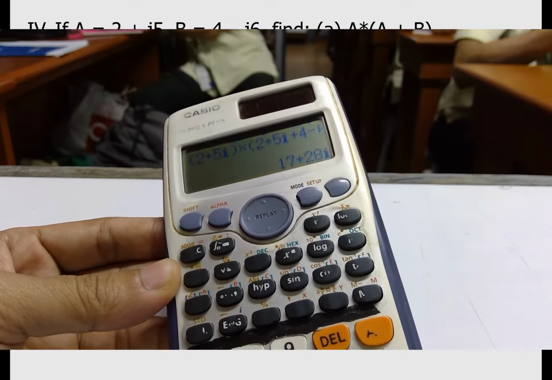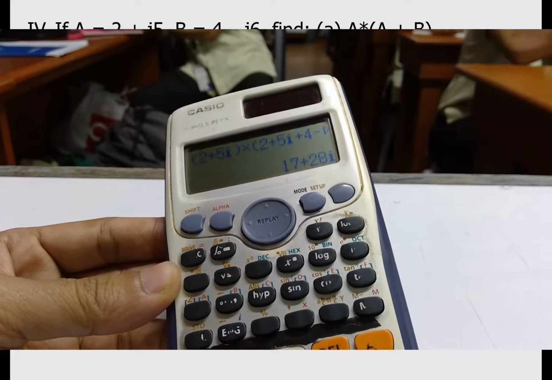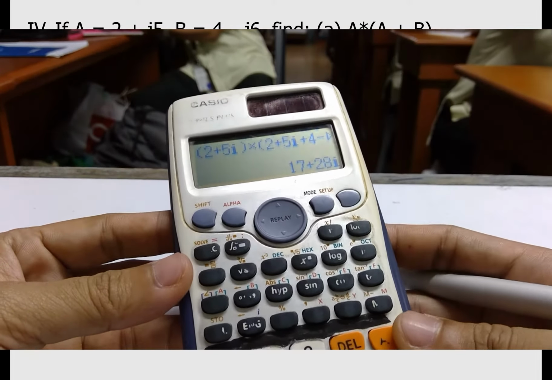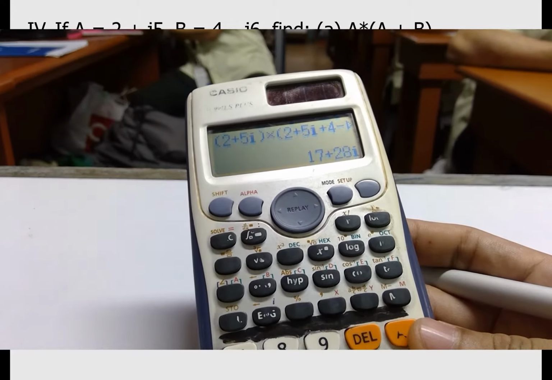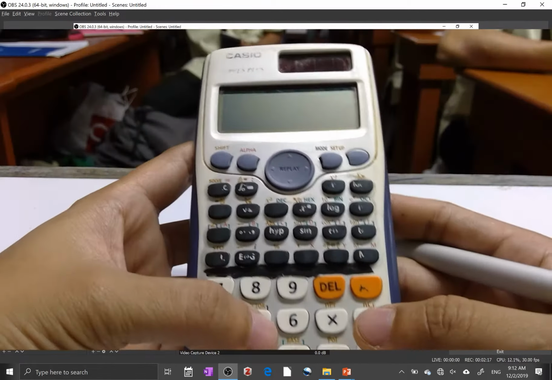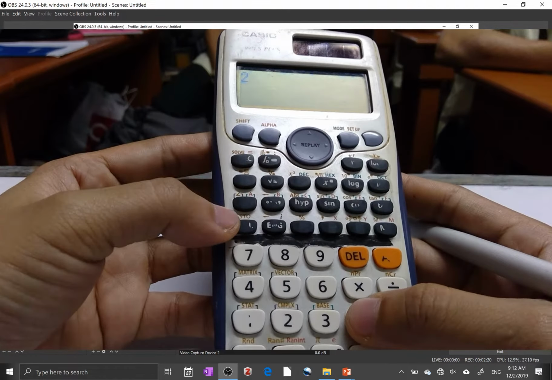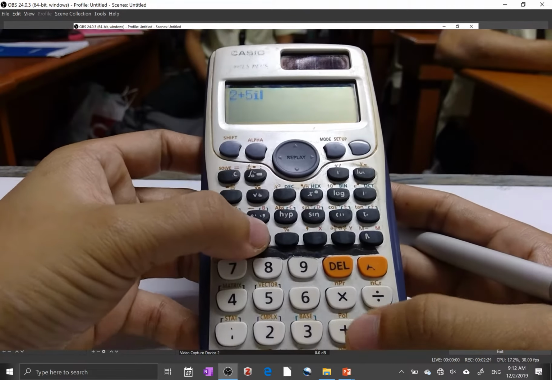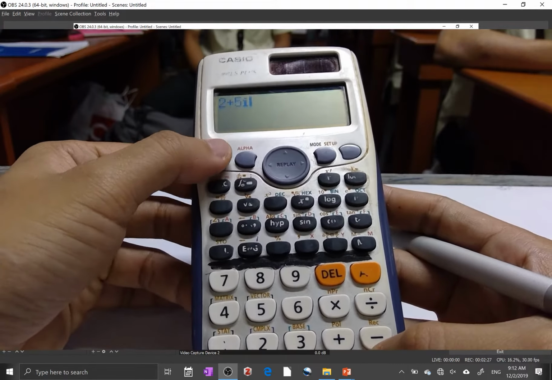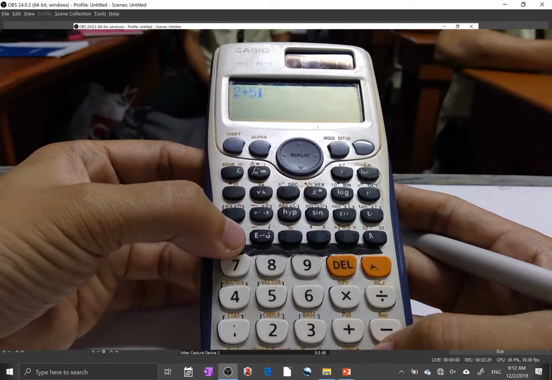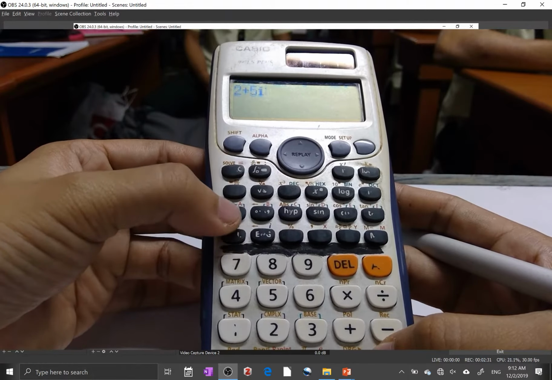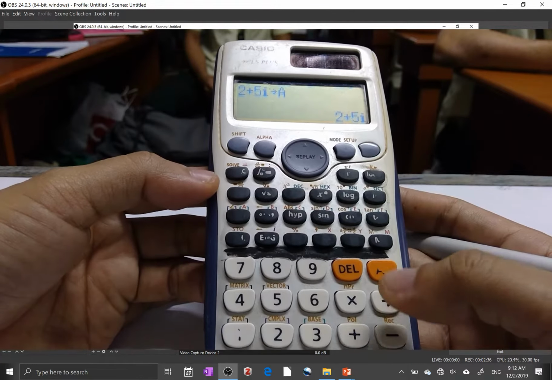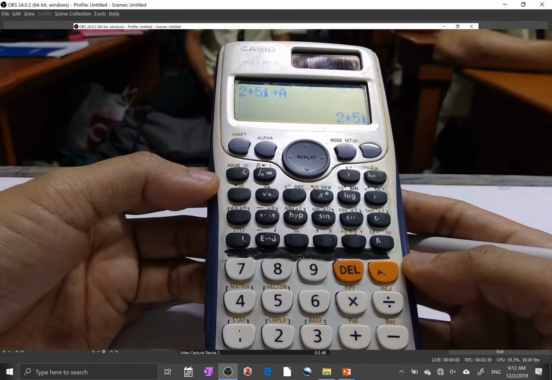Now how about b? Now b is a bit long. Actually, what you can do is use the same value for your a and b. From your calculator, you write 2 plus 5, then i, and then shift store, and then press a. So you have that form, which means your a has the value of 2 plus 5i.